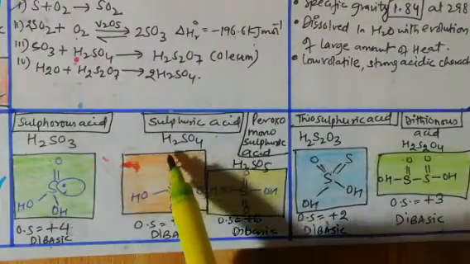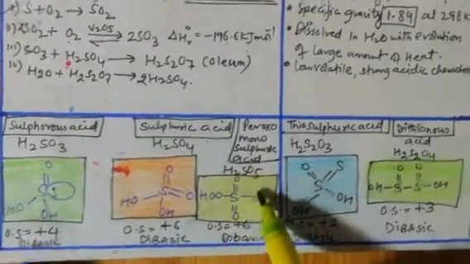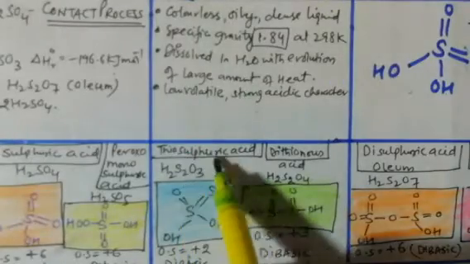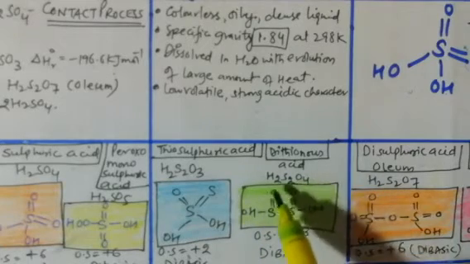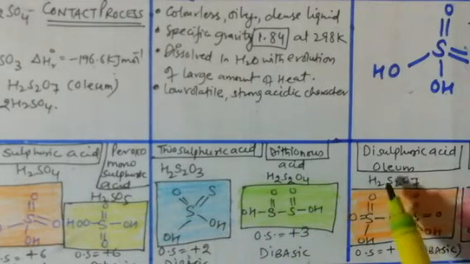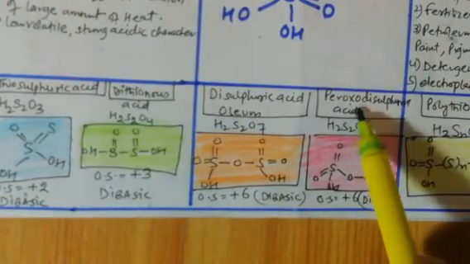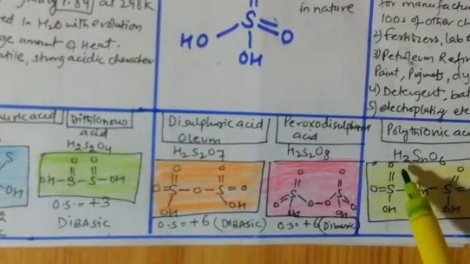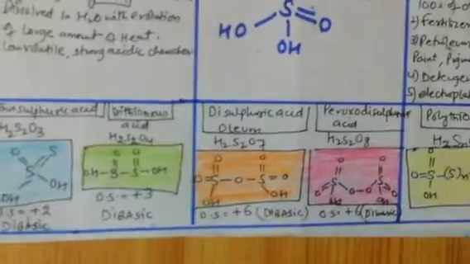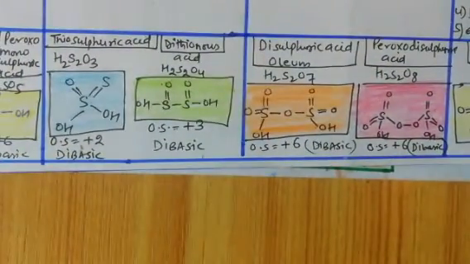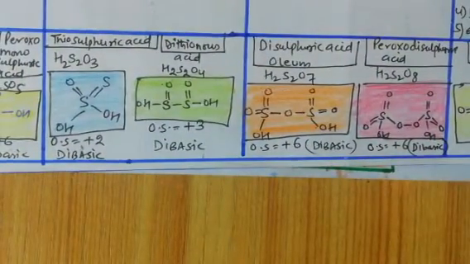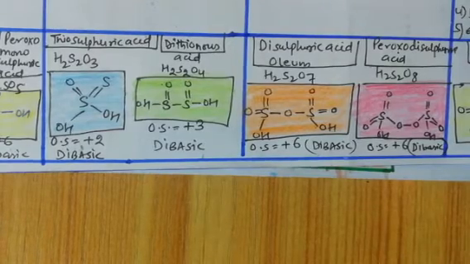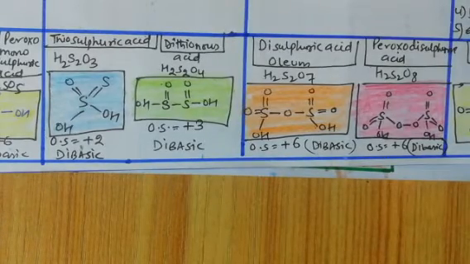In this way we find H2SO4 and H2SO5, and H2S2O3 is thiosulfuric acid. Dithionous acid is H2S2O4. Disulfuric acid is oleum, H2S2O7. Then peroxodisulfuric acid is H2S2O8 and polythionic acid is H2SnO6. It is my request that you practice all these structures, and if you are still facing any problem, please feel free to ask me. I'll try my best to explain each and everything.